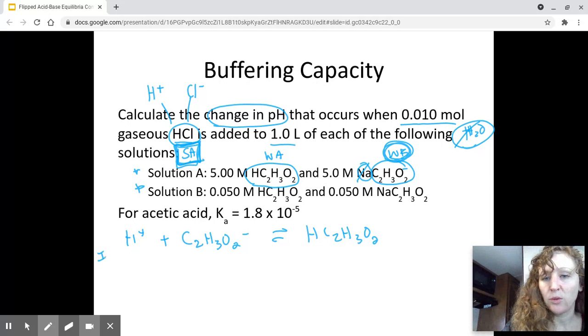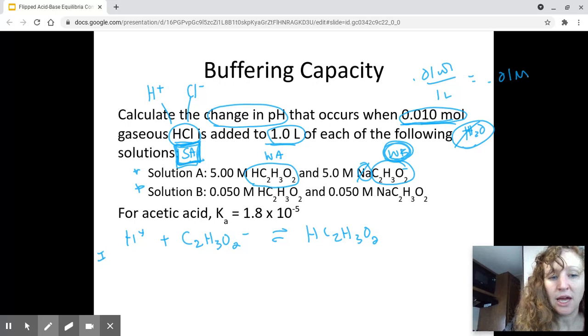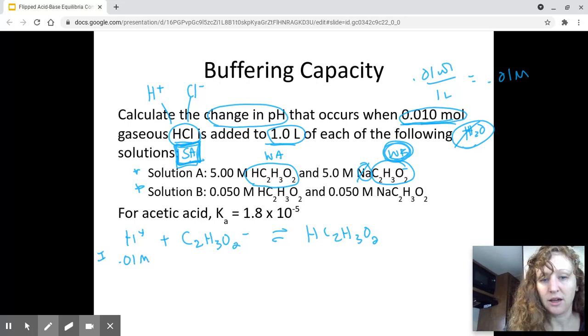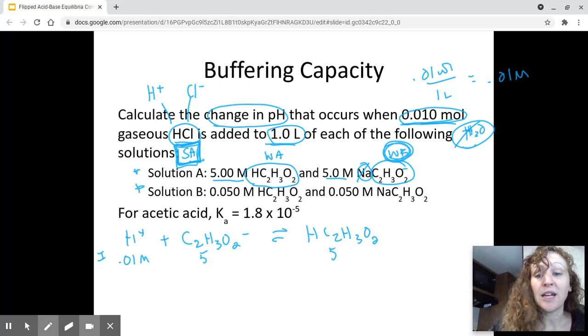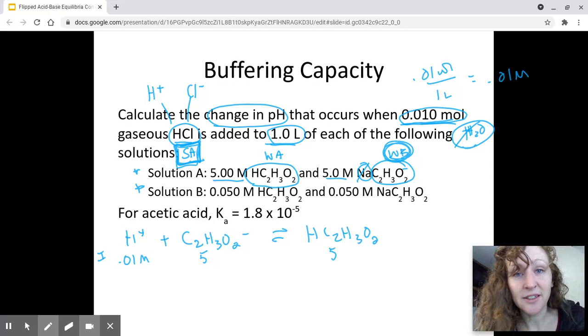So we have 0.01 mole per 1 liter. 0.01 mole per 1 liter is going to be 0.01 molar. I'm going to change everything into molarity right away. All right. Now, again, I have 5 and 5 here. Now, can I plug this into Henderson-Hasselbalch?